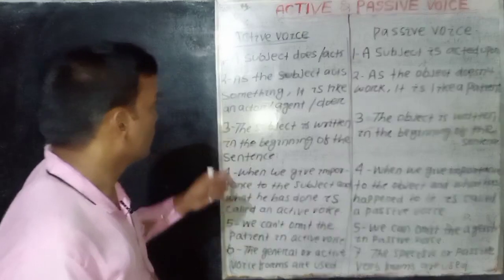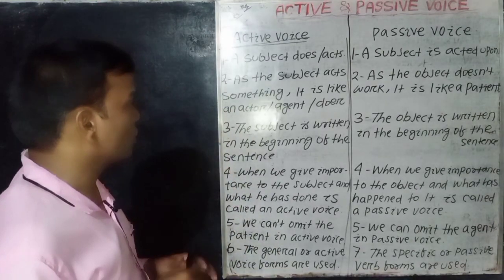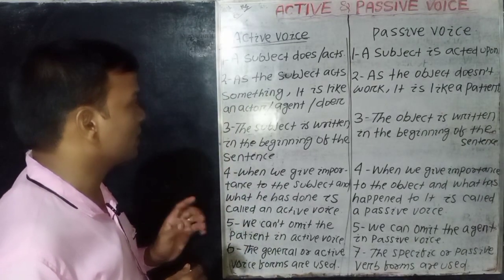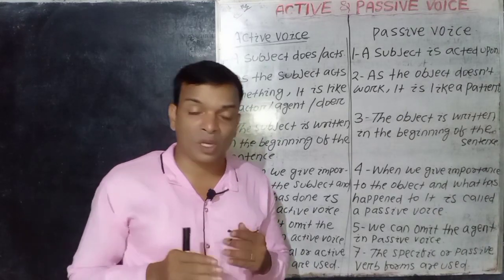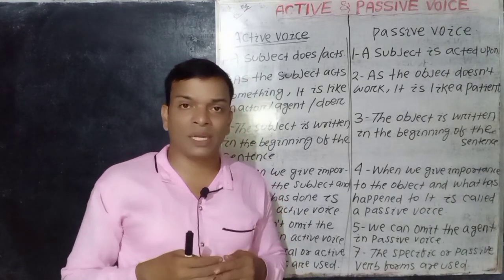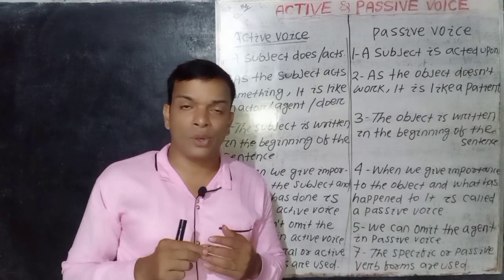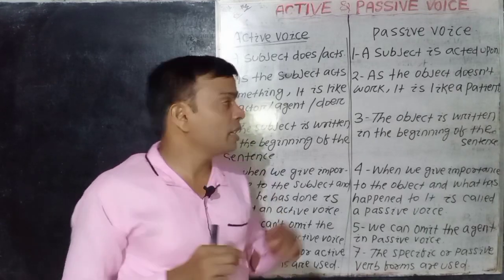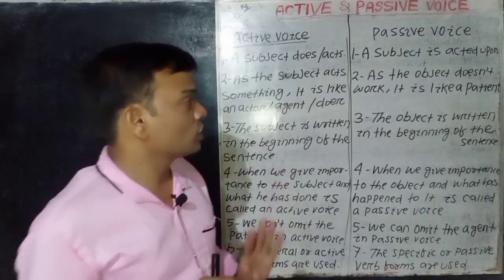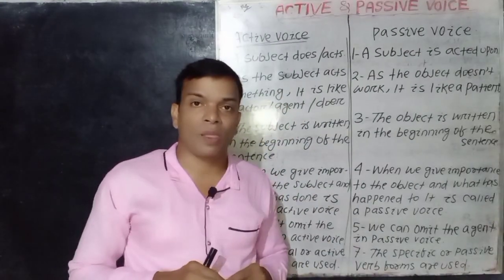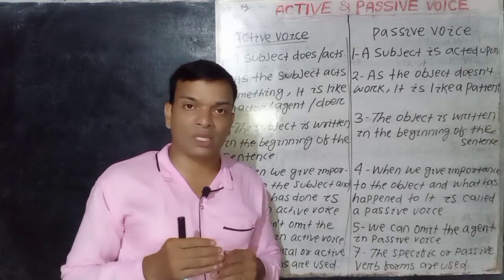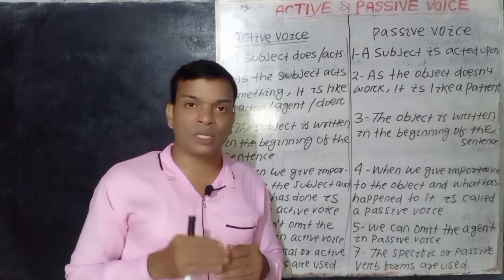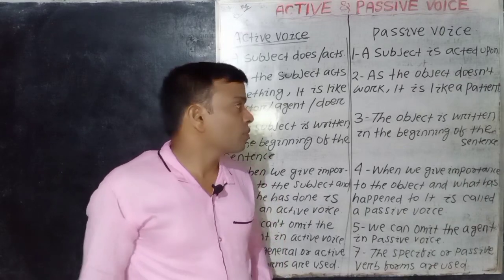Second, as the subject does something, it is like an actor, agent or doer. I have already told you before that the subject in your active sentence is called the actor, doer, or agent. But as the object doesn't act, it is like a patient. So as the particular object remains constant in your active voice, it is called the patient.